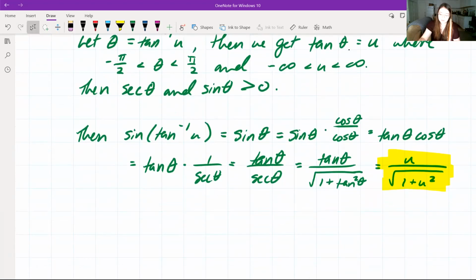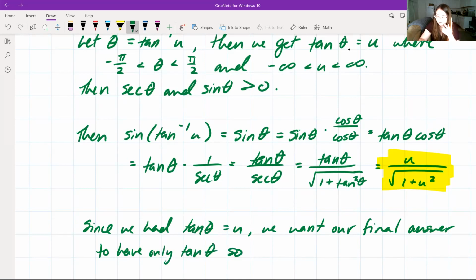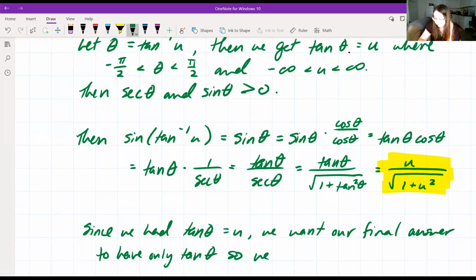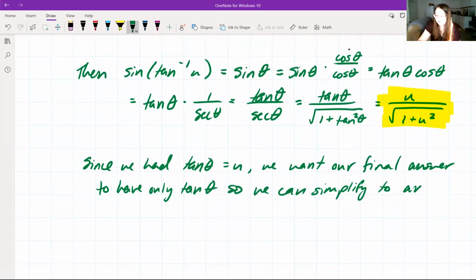So let's reiterate that one last time. Since we had that tangent of theta was equal to u, we want our final answer to have only tangent of theta, so we can simplify to an expression in terms of only u.